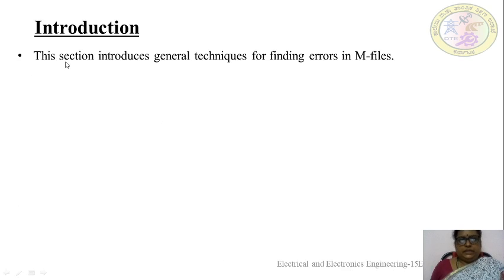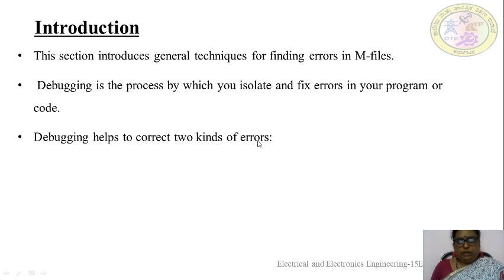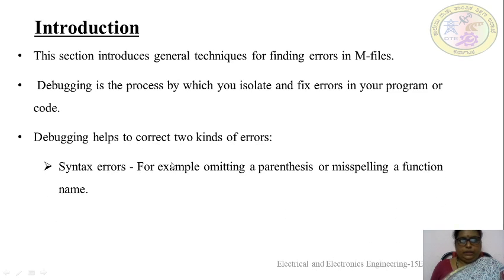Introduction. This section introduces general techniques for finding errors in the YAML file. Debugging is a process by which you isolate and fix the errors in your program or code. Debugging helps to correct two kinds of errors. Syntax errors. For example, you have not written the parenthesis or there is a misspelling of a function name, then you get a syntax error.